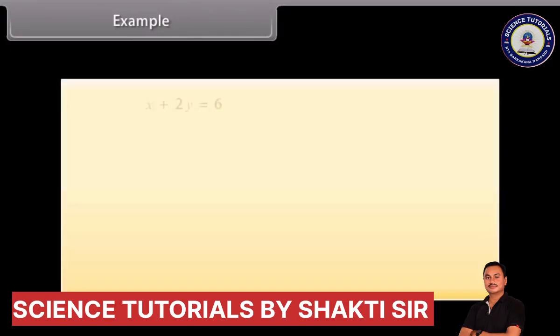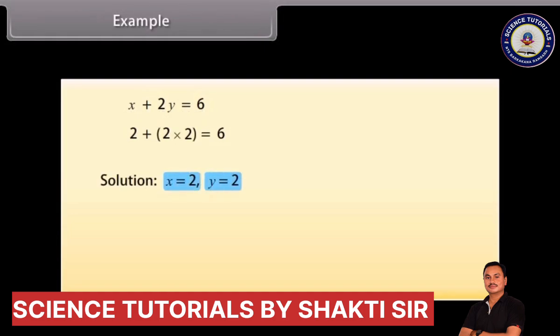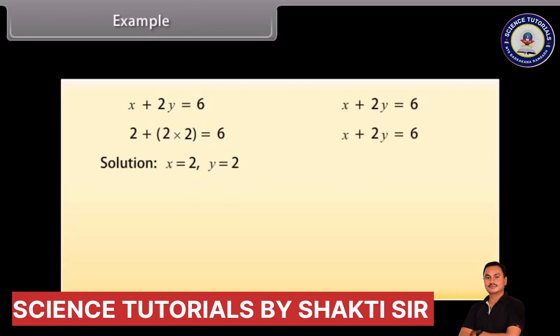Example. Let's now find four different solutions for this equation, x + 2y = 6. By looking at the equation, we can say that x = 2, y = 2 is a solution because on substituting x as 2 and y as 2, we get the answer 6. Now let us choose x as 0. With this value of x, the given equation reduces to 2y = 6, and substituting y as 3, we get the answer 6. So x = 0, y = 3 is also a solution of x + 2y = 6.